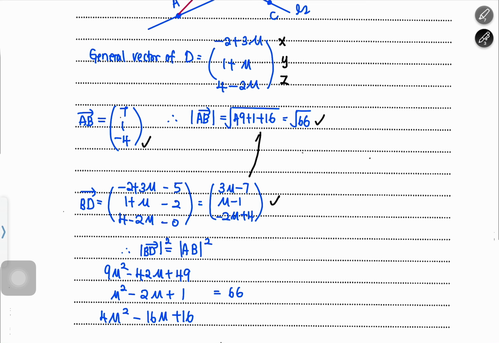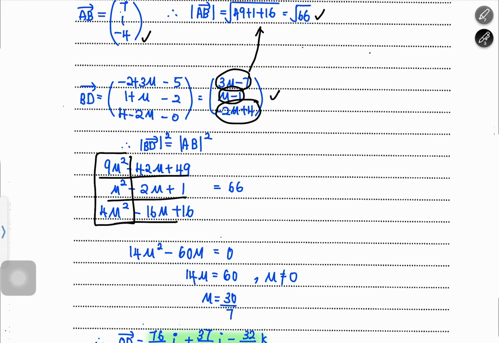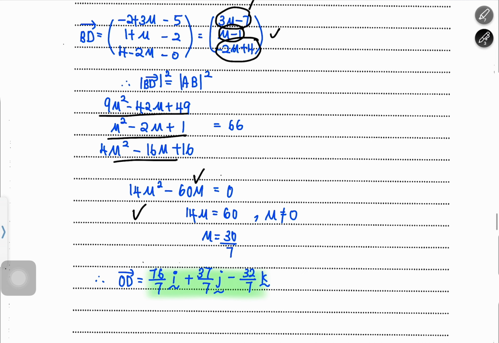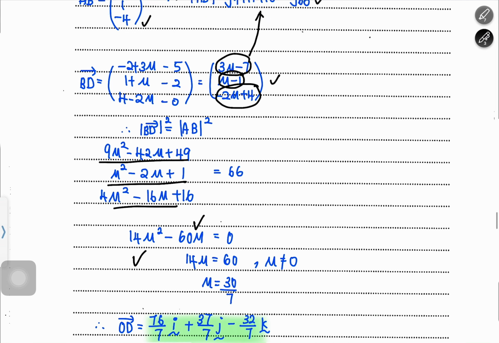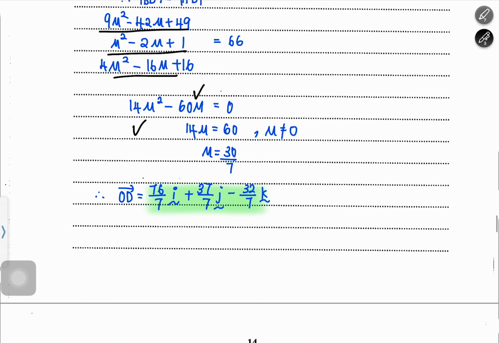Do a similar method like this. Take all of this, square it. Take all of this, square it. Take all of this, square it, and you sum them up. That is what I'm doing row by row here, and then I add it. When I add up, I'm getting 14 mu squared, which is here. When I add this, I'm getting minus 60 mu, which is here. If I add this, I'll get 66. So the 66 gets balanced. It's a 0. And your mu is going to be 30 over 7. Take the mu and substitute it into your D over here. And that is going to be your position vector.